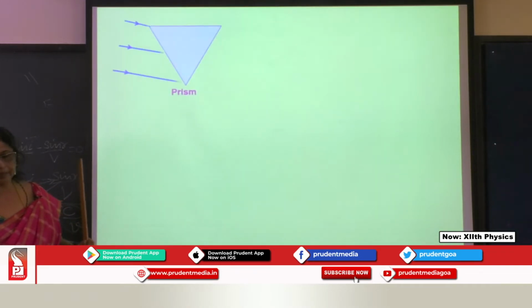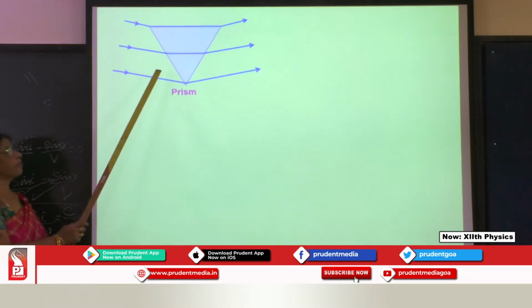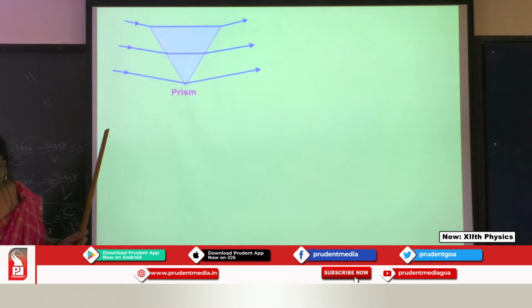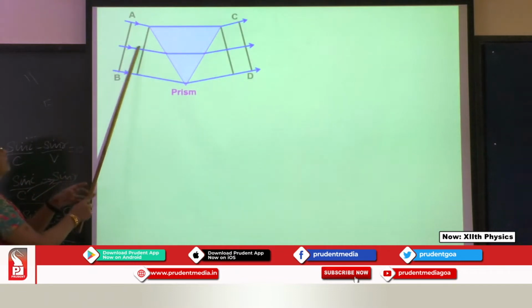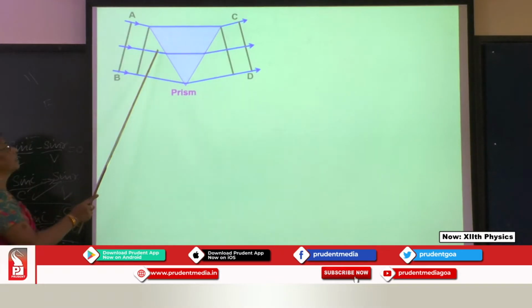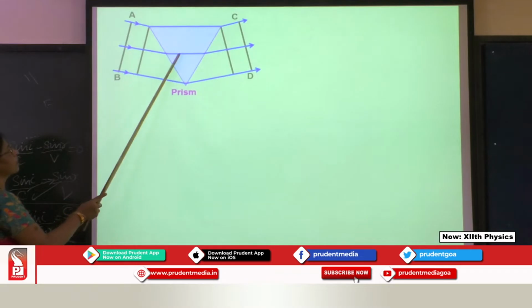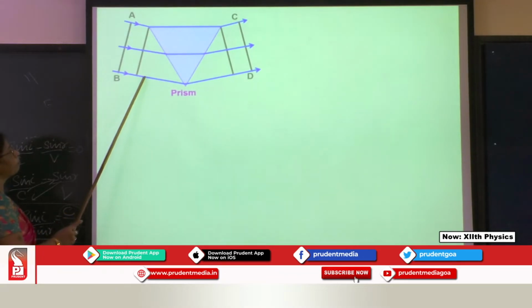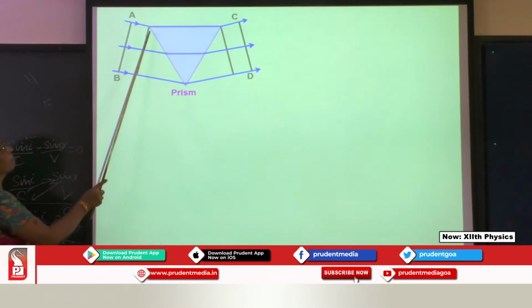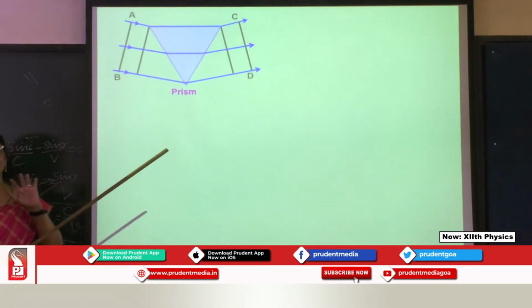So next we have a prism. When you consider the prism, the same way, I'll just show the wavefront. See the wavefront? These are the wavefronts. So this point is reaching first, then after some time this will reach, and after some more time this will reach. But though this reaches first, it travels the thicker portion of the denser medium, so it cannot travel fast.